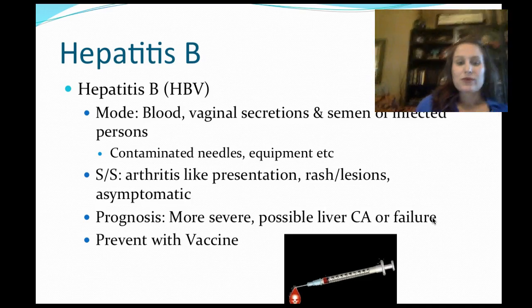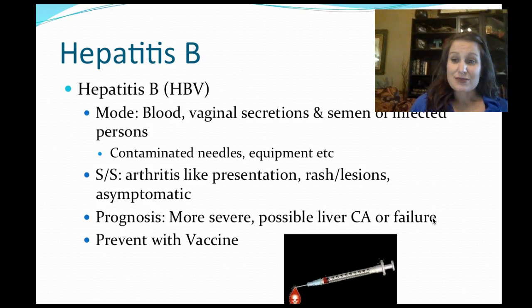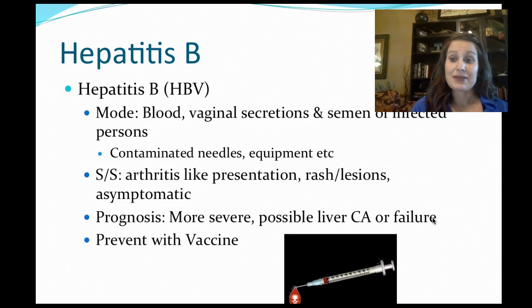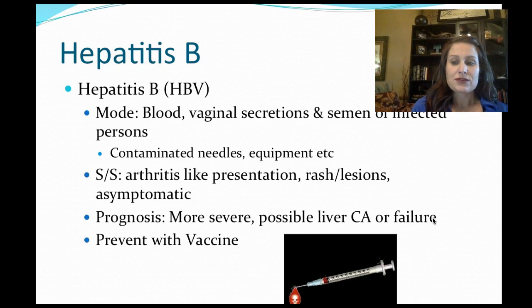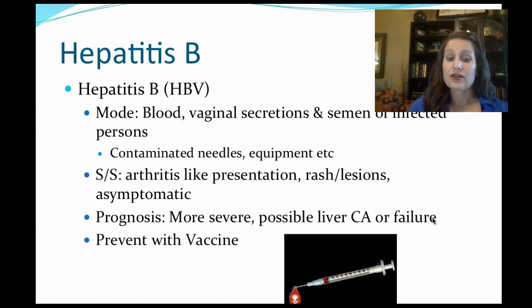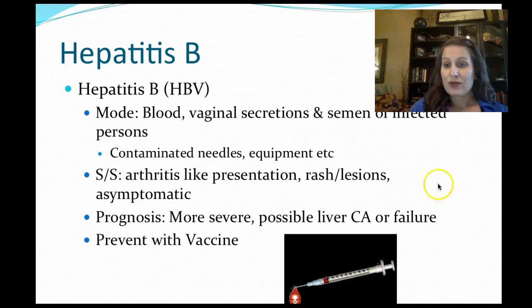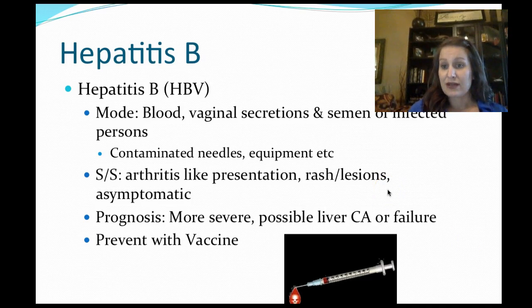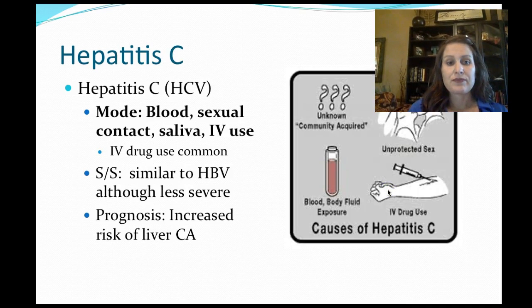Signs and symptoms will be like arthritis presentations, rash, lesions, and they might be asymptomatic. Prognosis is going to be more severe. It could cause possible liver cancer or even failure. And again, we can prevent this one with a vaccine. This is the first vaccine that we actually give newborns in the hospital, Hep B.